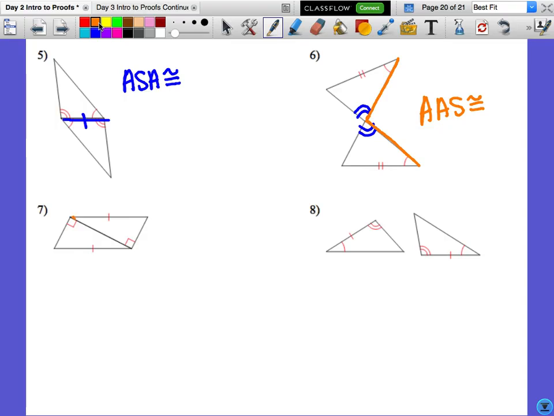Number 7, we have a shared side here again, so we can add a marking. This is a right triangle, so I could use HL, or I could still use any of the other 4 postulates or theorems. So, if I look, the hypotenuse is marked in both pictures, and one of the legs is marked. So this is a case of HL congruence. Number 8, two angles and the side in between, so angle, side, angle.